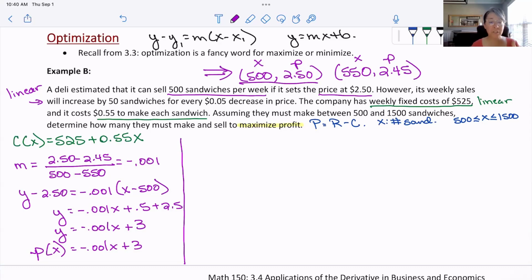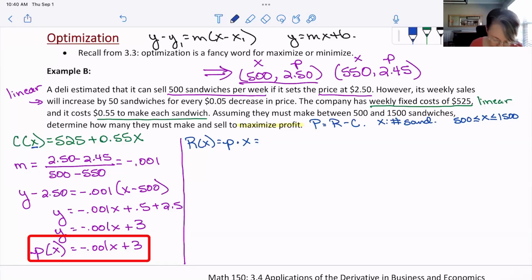So we got an equation with price with respect to quantity X. We now need the revenue. I'll go ahead and do that one in blue. So revenue, remember, is price times the quantity. And we want it just in terms of X because our cost is in terms of X. So we're going to replace that P with this expression right there.